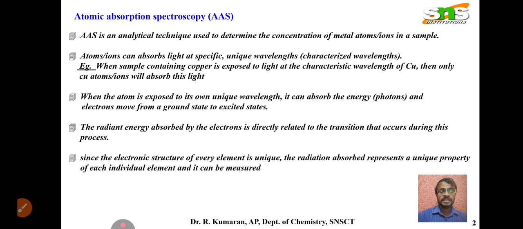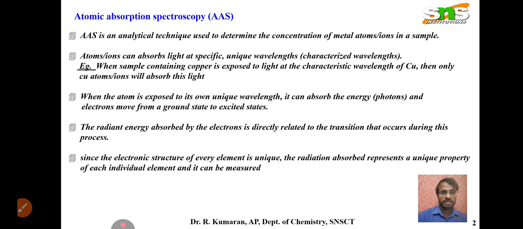For example, when a sample containing copper is exposed to light at a characteristic wavelength of copper, then the copper atoms or ions will absorb this light. These are all the materials that can be reviewed through AAS. When the atom is exposed to its own unique wavelength, it can absorb the energy, meaning photons, and electron excitation will happen. Electrons can move from ground state to excited state after they absorb it.